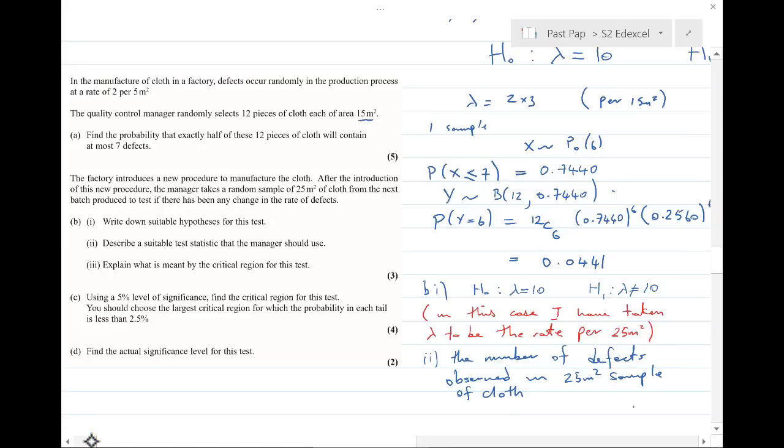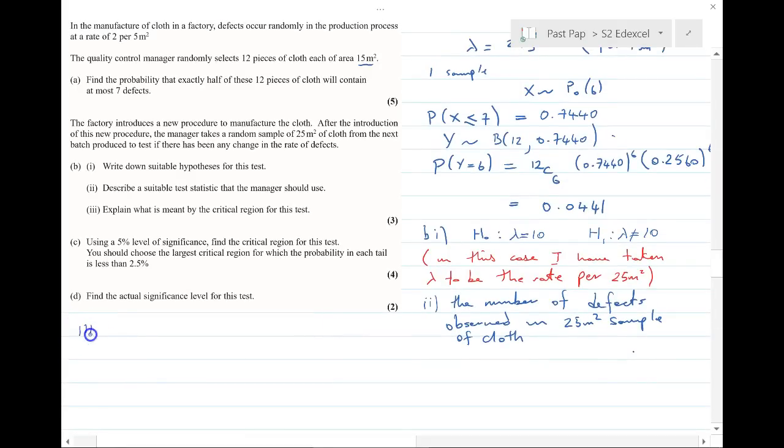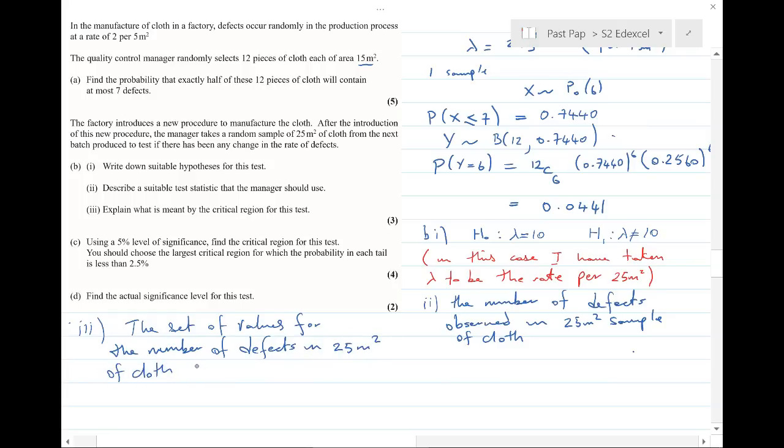Okay, and then the third part, the critical region in this context, is again we need to write in context, so it will be the set of values or the range of values for the number of defects in 25 meters squared of cloth for which we would reject H0.